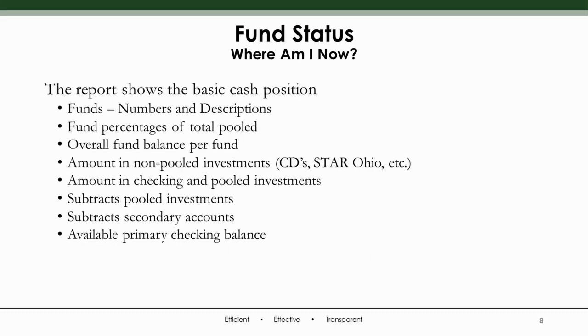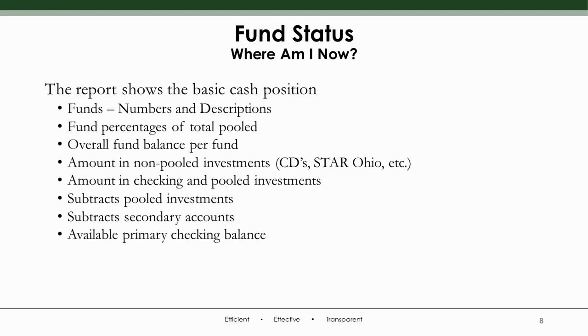Looking at the first report, determined by the position of where am I now? The fund status report. This report shows the basic cash position, which shows your entity funds, their number and description, a fund percentage of total pooled, an overall fund balance per fund, amount of investments if they are non-pooled, amount in checking and pooled investment.